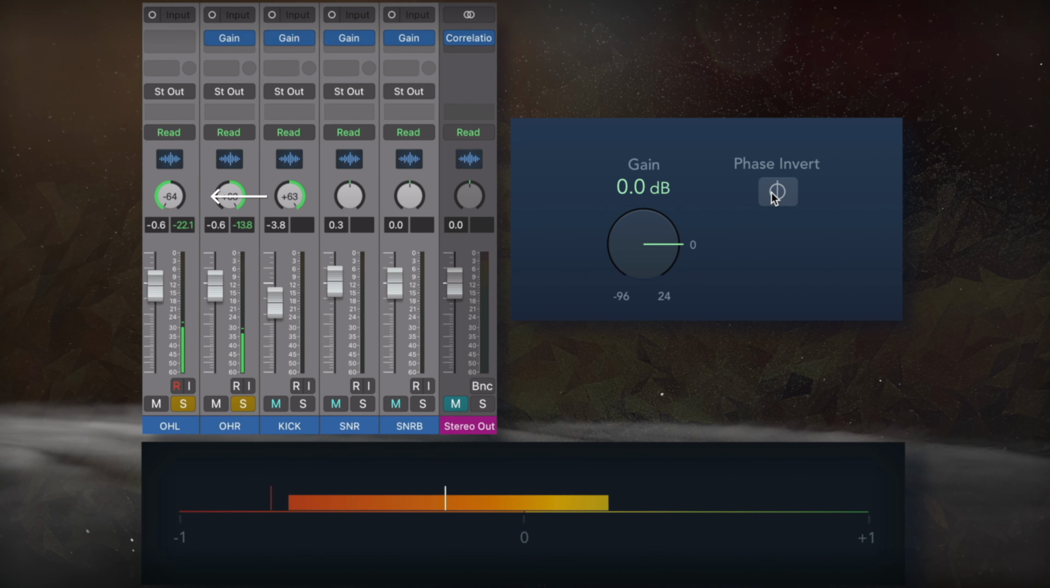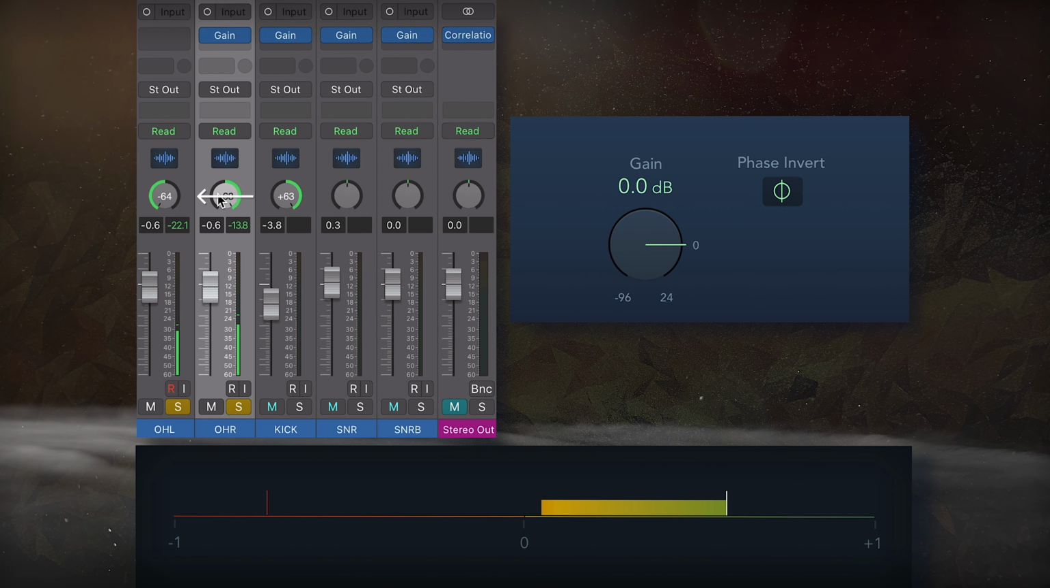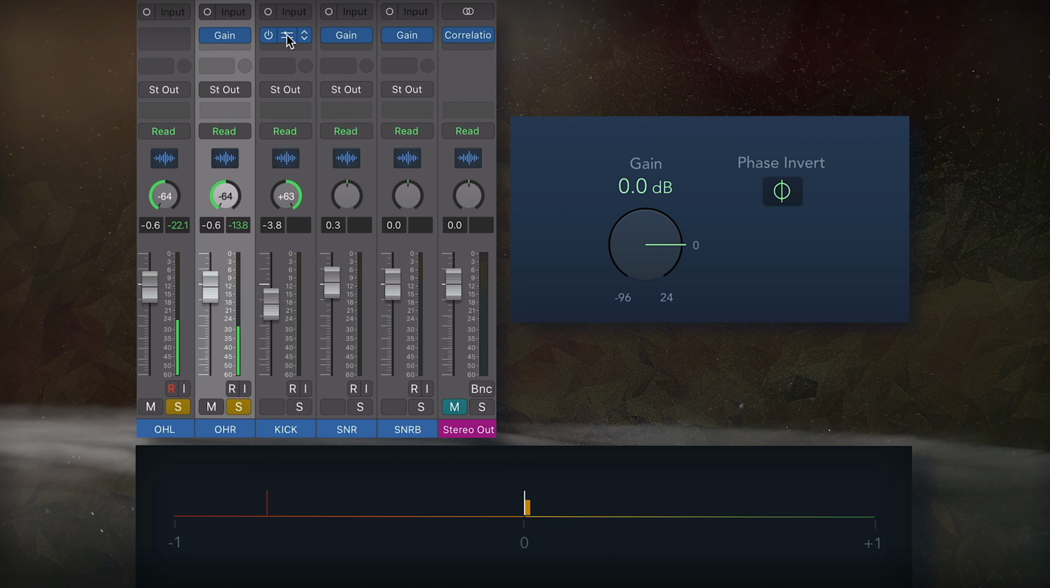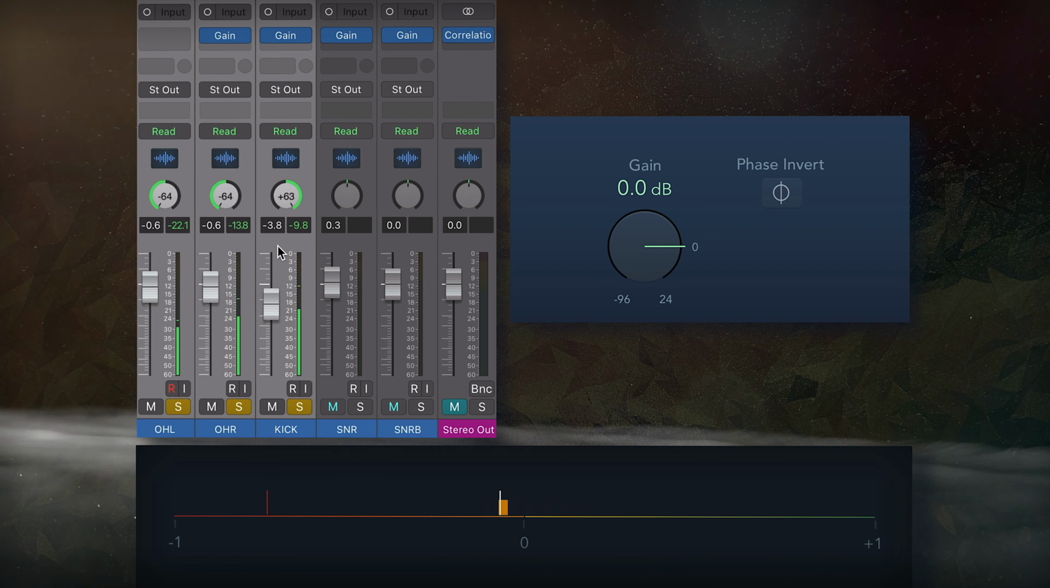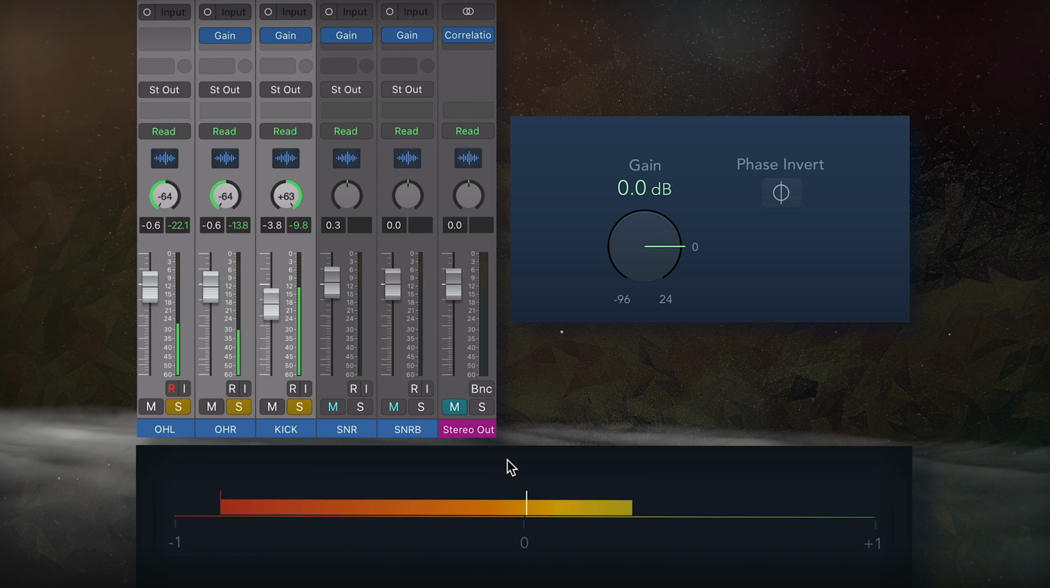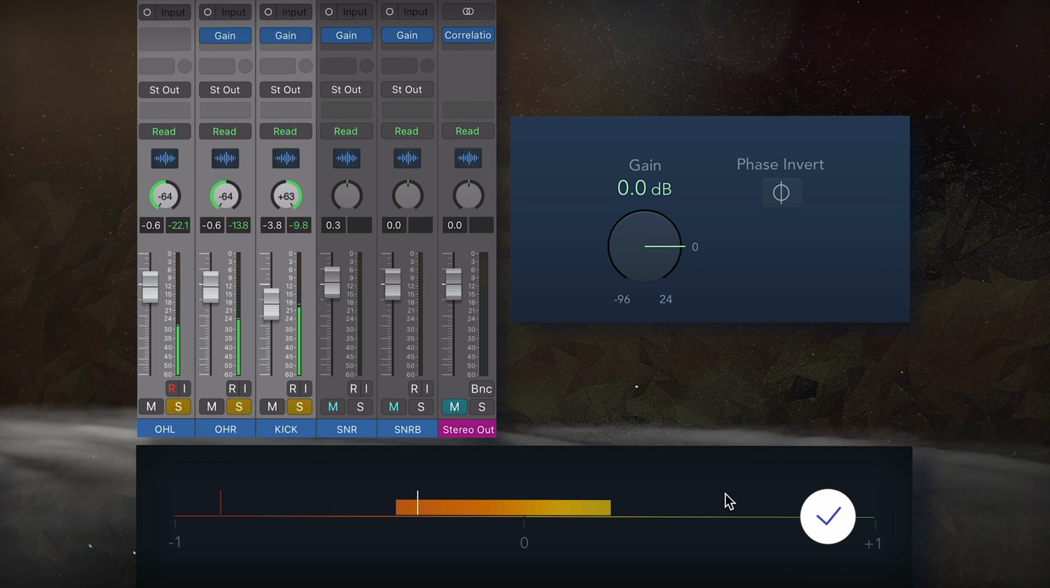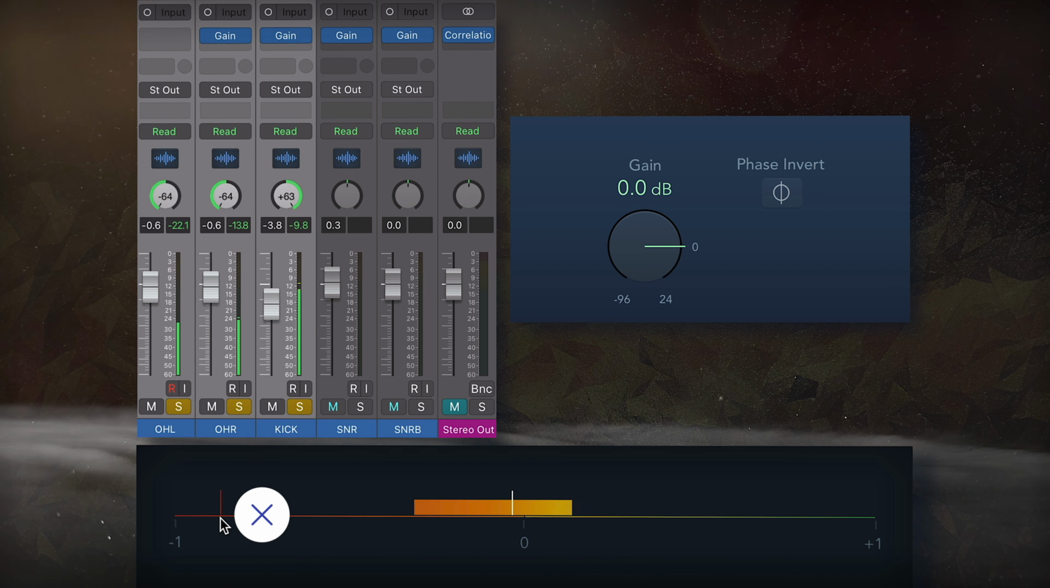So let's start with the drum overheads and pan those completely to the left. Then we'll bring in our kick and then pan that completely to the right. So right now, both are soloed, the overheads are panned left and the kick right, and we're observing our correlation meter on the stereo output. If we have a positive value with the correlation meter, that's generally a good sign. If it's negative, it's generally a bad sign.